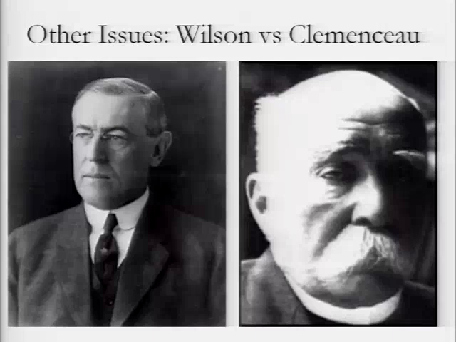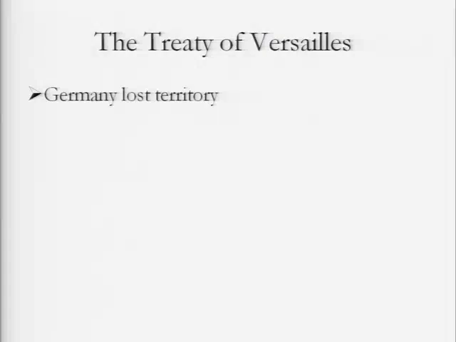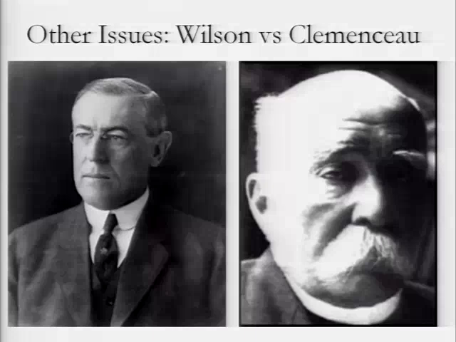What about Germany? Let's go back to the whole point of the conference here: how are we going to deal with Germany? Now, I've already indicated this. Wilson wants to show them leniency. Clemenceau wants to destroy them, to punish them, right? So again, why? Before you do that, let me just explain to you what happened in Germany at the end of this war.